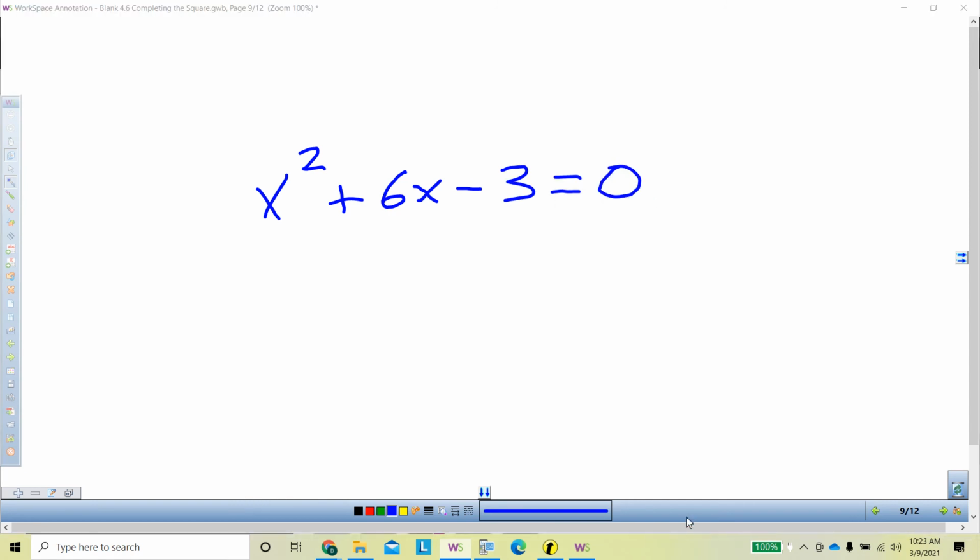Okay, so try that one completely on your own. If you're in person, you can raise your hand if you get stuck. You could do the same thing if you're online, just hold your paper up to your camera.